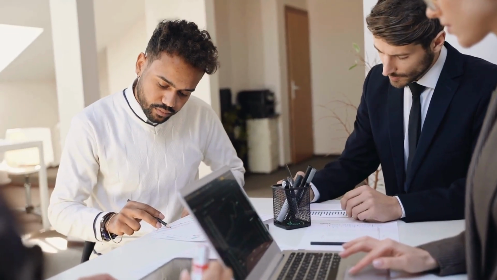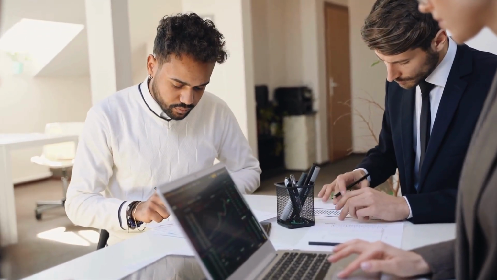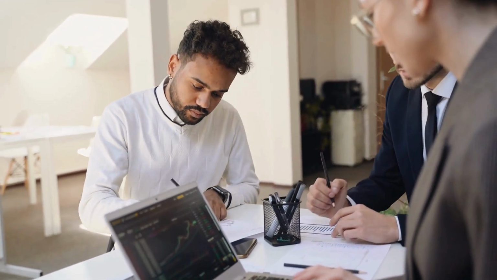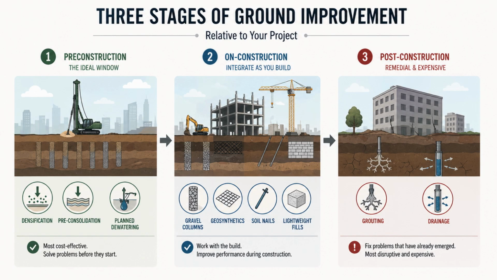There are three stages of ground improvement relative to a project. The first one is pre-construction, the ideal window where densification, pre-consolidation, and planned dewatering are most cost-effective. The second stage is during construction, where gravel columns, geosynthetics, soil nails, and lightweight fills can be integrated into the build. And the last is post-construction. This is remedial and expensive, using grouting and underpinning to fix problems that have already emerged.